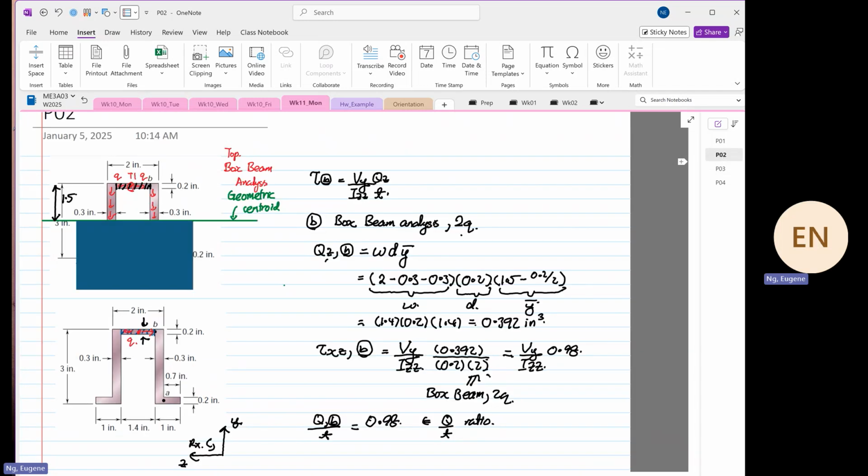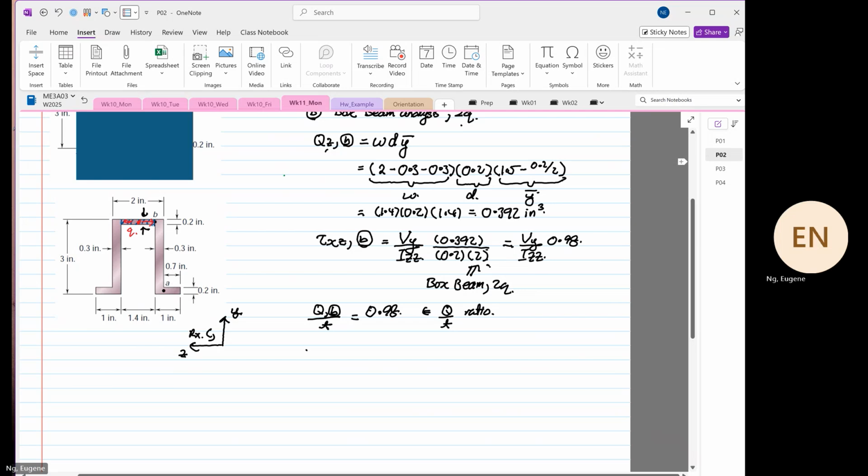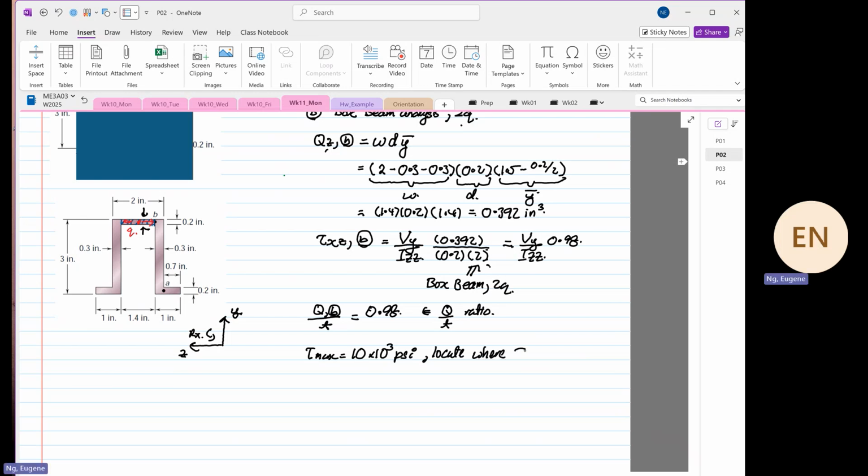10 KSI. So given to us that tau max is equal to 10 times 10 to the power 3 PSI, right? We need to locate where tau max will occur. Now, this is a question that we did before. Remember the questions that we have this structure, yes or no? We are dealing with the Q over T ratio again.